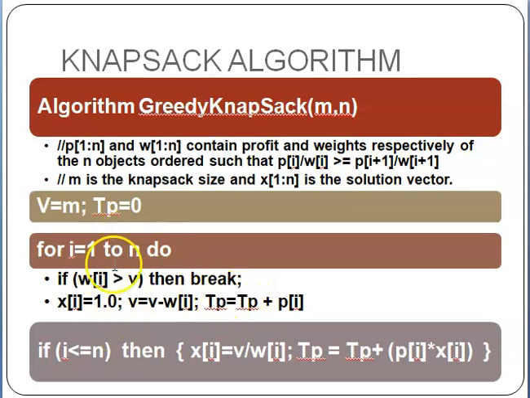So when we come out of this loop, that means we are left with an item for which the remaining capacity is less than the weight of the item, and we have to select it in fraction. So what we are going to do is select how much capacity we can take: the remaining capacity V upon the weight of the item, that will become X of i. And the profit that we are going to earn is P of i into X of i, and that will be added into the total profit. So this is how we are going to solve the knapsack problem.